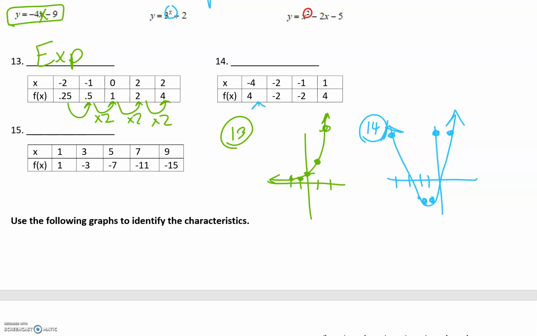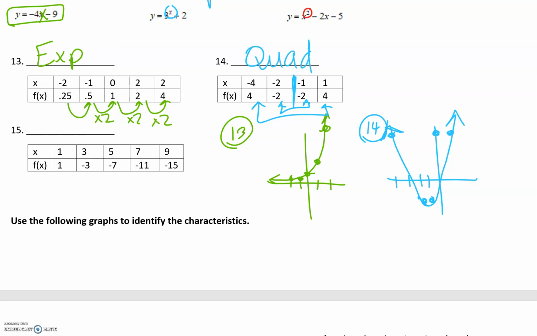On that one, we do see that vertex appearing right here at that -1.5. So I know if it has that middle, if it has that pattern, that's going to be my quadratic function.